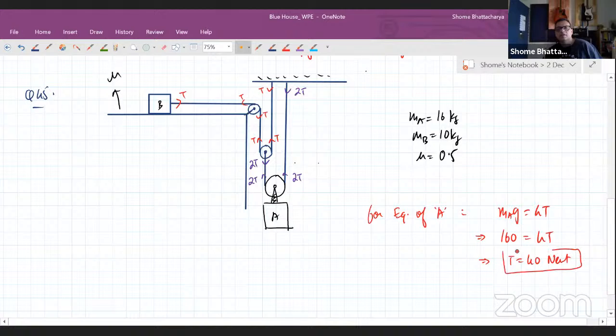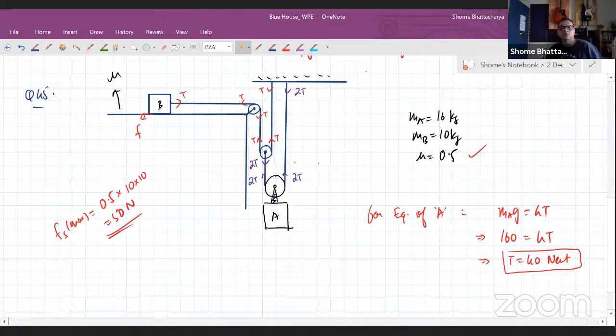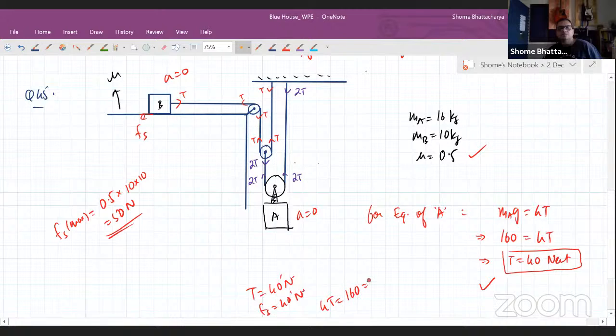Okay. And on B, we can see the maximum static friction is 0.5 into 100. So 50 newtons of friction is available to us. So that means equilibrium is very much possible. So what will happen? The system will be in equilibrium with tension T equal to 40 newtons, static friction equal to 40 newtons, and the net tension acting on this equal to 160 newtons.